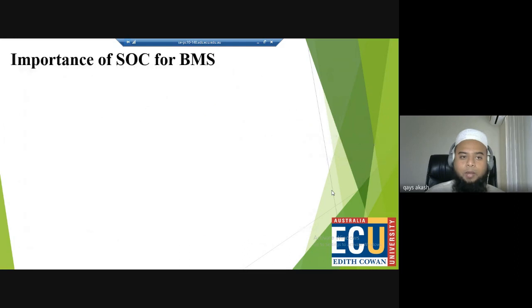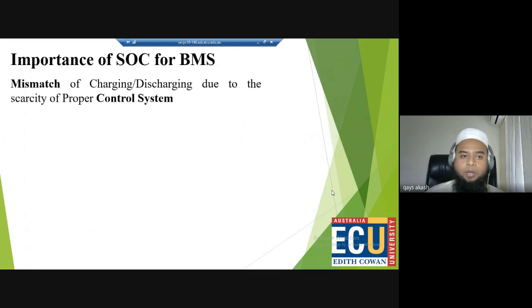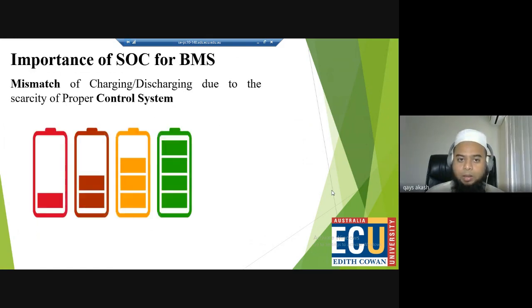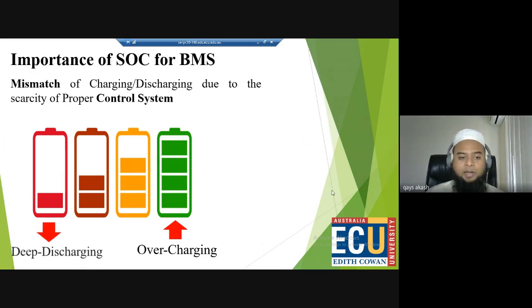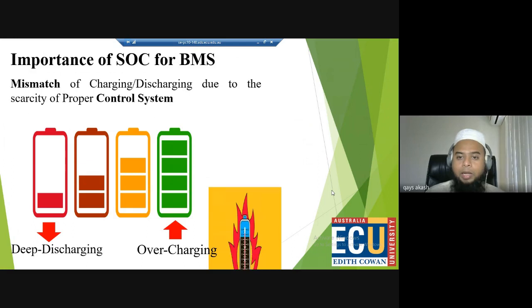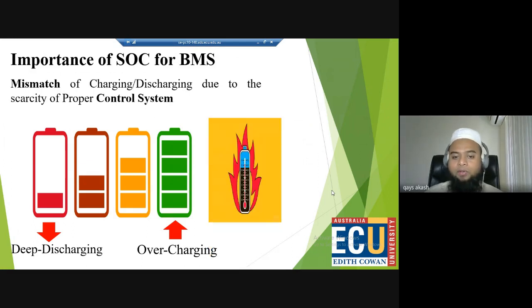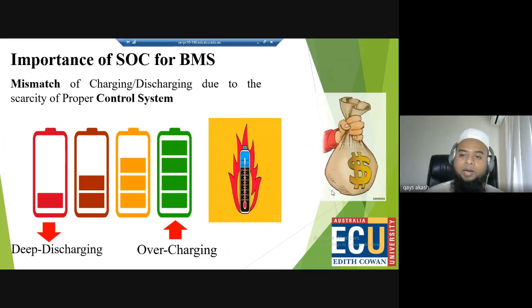So it means we need a proper control system so that it can avoid any type of mismatching or charging discharging sectors. If we look at battery cells, this right cell in charging becomes overcharging, and this left cell becomes a deeper depth of discharge. It means without a proper control system, it will go for overcharging or deeper depth of discharging. In this situation, if overcharging and discharging continue, the battery becomes hotter, and the owner needs to pay more and more money.